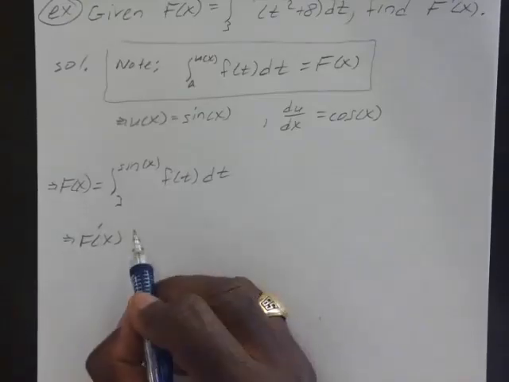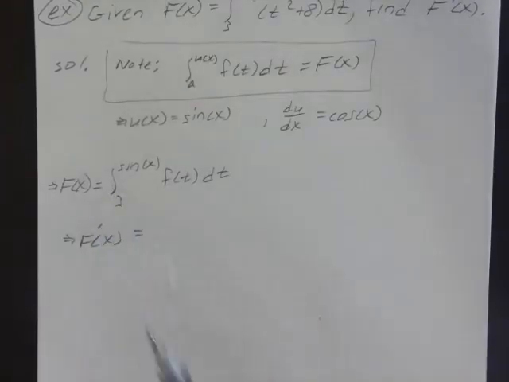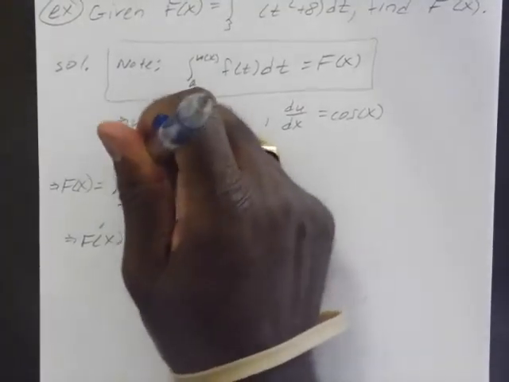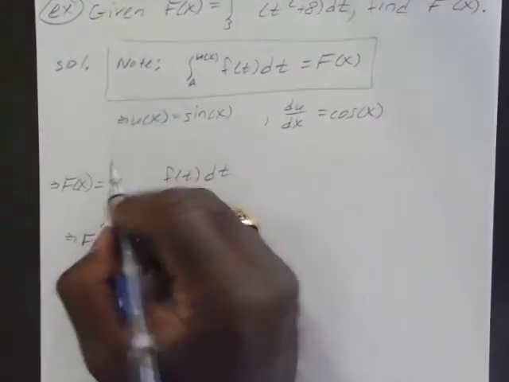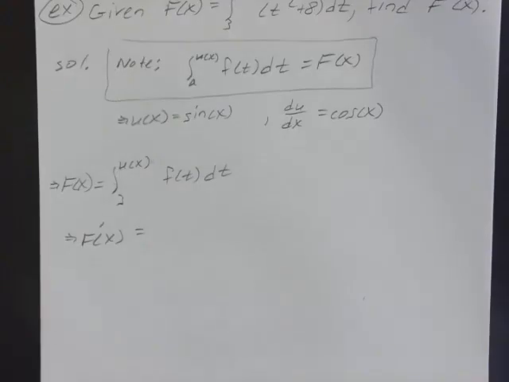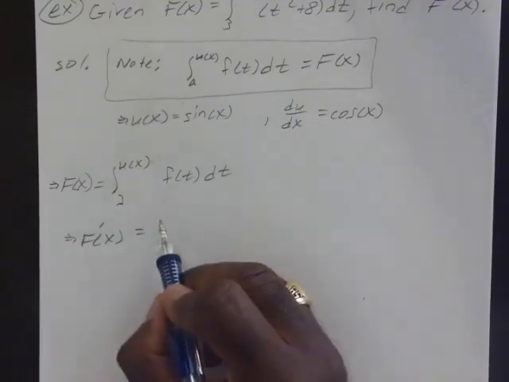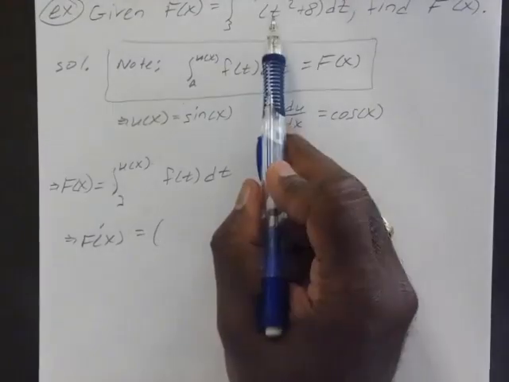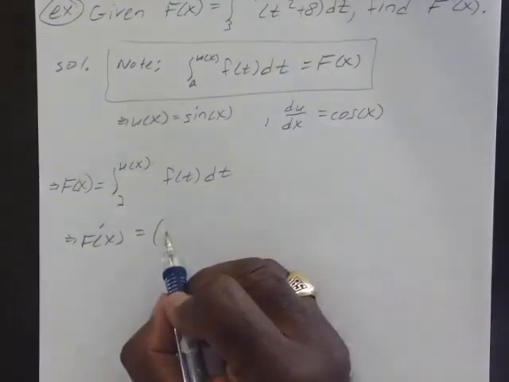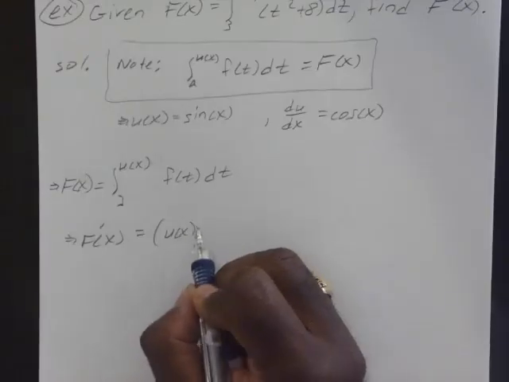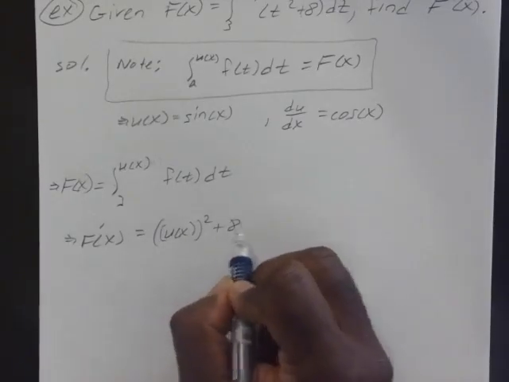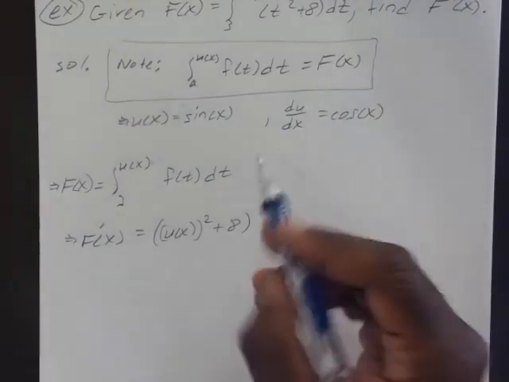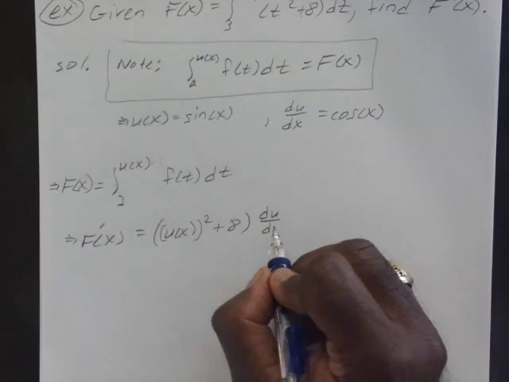Or f prime of x is equal to the integral of that, which is just plugging in your u of x. Again, I'd rather keep it general so you can use it over and over. So instead of that, I'll put u of x, so it can travel down and hopefully make more sense. Okay, so that's just going to equal, instead of t squared, we're going to replace every t with u of x. So that's u of x squared plus 8 times the derivative of u with respect to x.